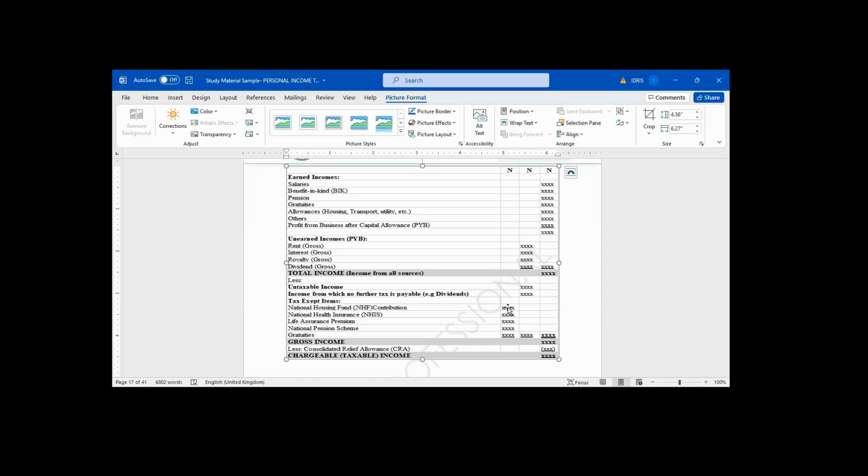Another tax exempt that we are going to minus from your total income is called National Health Insurance Scheme, NHIS. This one too, the employer deducts it from who? From the employees' salaries.